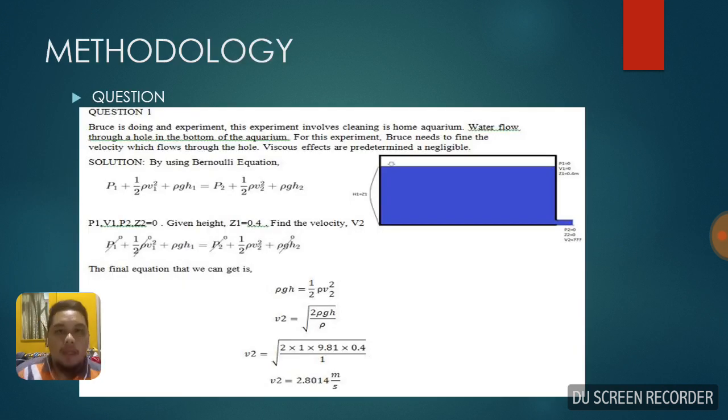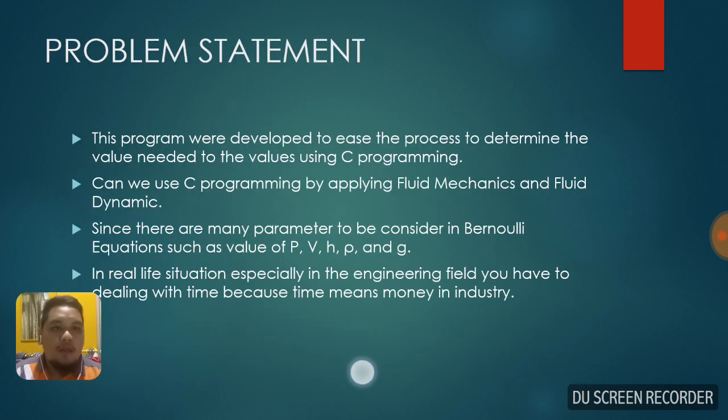Okay, here is my methodology and my question. This is the question that I chose. The question goes like this. Bruce is doing an experiment. The experiment involved cleaning an in-home aquarium. Water flows through a hole in the bottom of the aquarium. For this experiment, Bruce needs to find the velocity at which water flows through the hole, and viscous effects are determined as negligible.